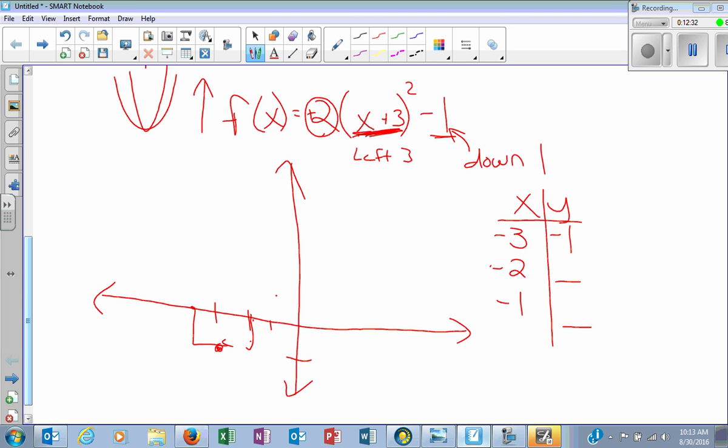Now, once I got my points, I would go, did it move left 3 and down 1? Yes, it did. Was it skinnier than a normal graph? Well, yes, it was. Was it facing up when I graphed it? Yes. Then all the things that I thought in the beginning came true when I actually graphed it. Do you get how this is useful about knowing what this stuff does?